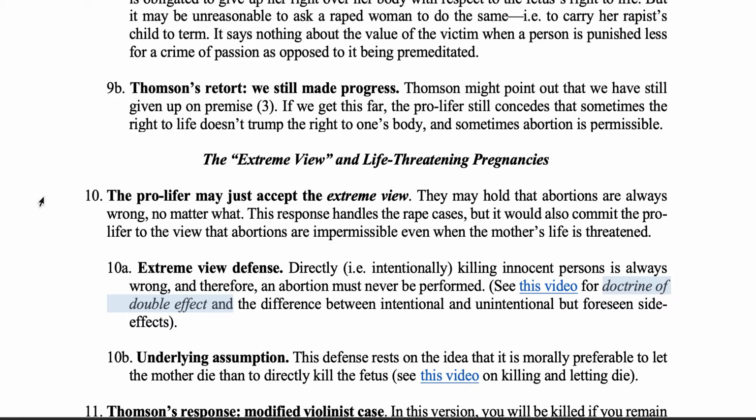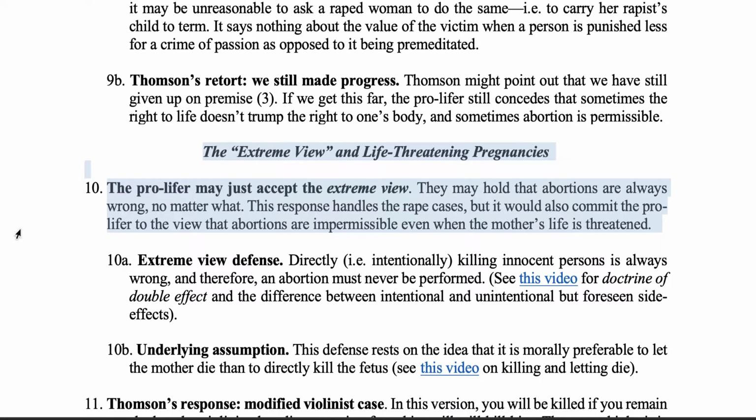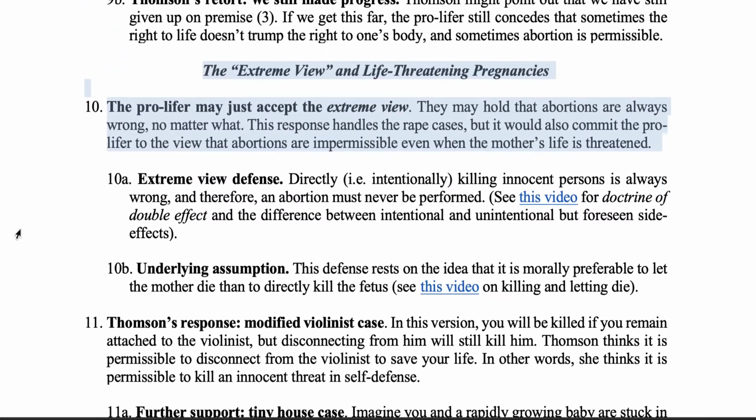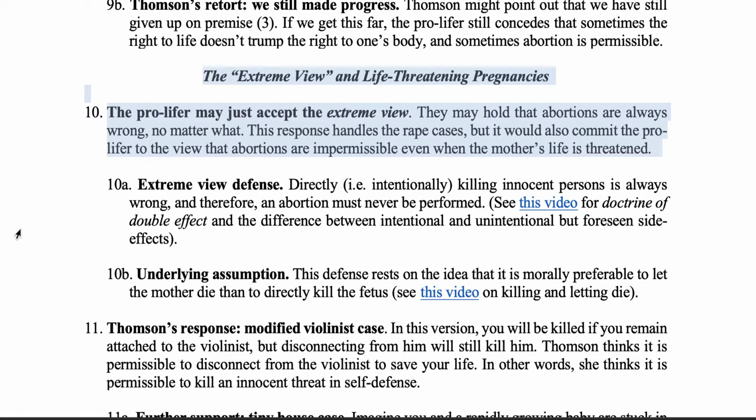But the main point here is that we have what seemed to be a rejection of the extreme view with the violinist case. The violinist case seemed to show that at least in cases of rape, abortion can be morally permitted. But some people might dig in their heels and say, no, even in those cases, I want to hold on to the extreme version of the pro-life view and say it's always wrong, no matter what, to kill an innocent human in order to respect some bodily right. And so even if the life of the mother is threatened, it seems like they would have to say that killing the fetus is still going to be wrong.